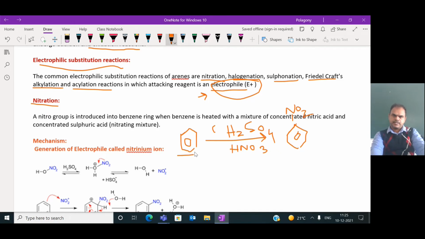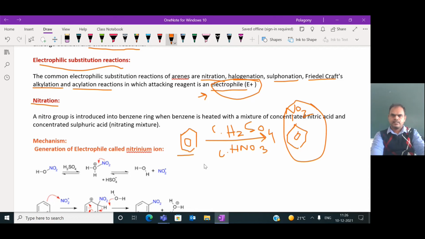That means benzene is converted into nitrobenzene when it is treated with a concentrated nitric acid and concentrated sulfuric acid mixture. So the reaction of an arene with concentrated sulfuric acid and concentrated nitric acid gives nitrobenzene. This reaction involves the electrophilic substitution method.